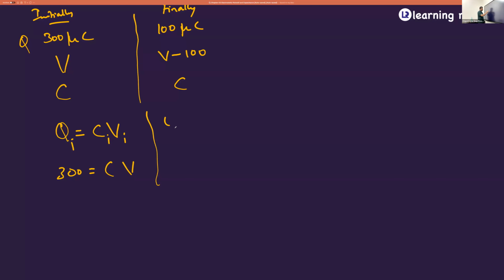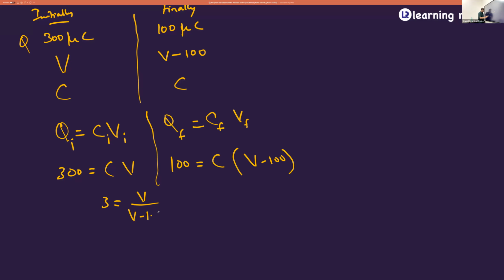Next case. Q final is equal to C final into V final. What is Q final? 100 is equal to, what is the value of C final? C only. What is the value of V final? V minus 100. So I want to eliminate C. I'll divide both. 300 by 100 is 3 is equal to V divided by V minus 100. Did you understand what I did? So when I solve this, I'll get 3V minus 300 is equal to V. 2V will be equal to 300, which implies V will be 150.